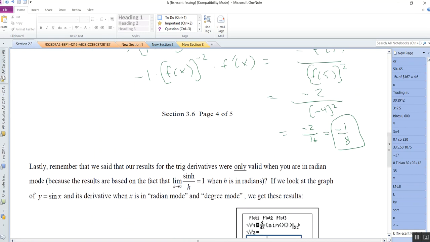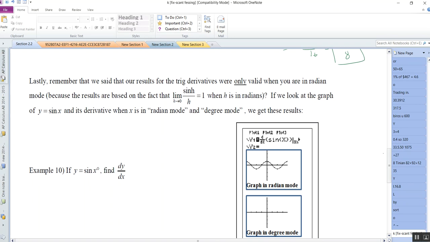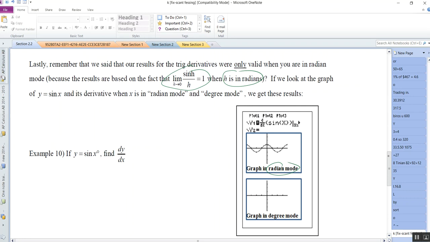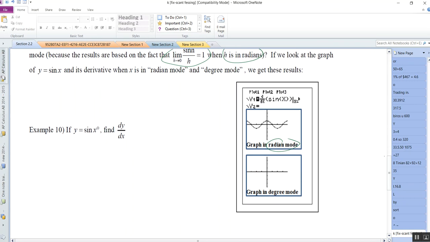So you have a chance to practice on homework. And then lastly, remember that we said that results for trig derivatives are only valid when you're in radian mode, because the results are based on the fact that we have this, angles in radians. So we did that derivation a while ago, in 3.5. If you look at the graph of y equals sine x and its derivative in radian mode, of course, that's radian mode, and if you were to do that in degree mode, you wouldn't really see anything.